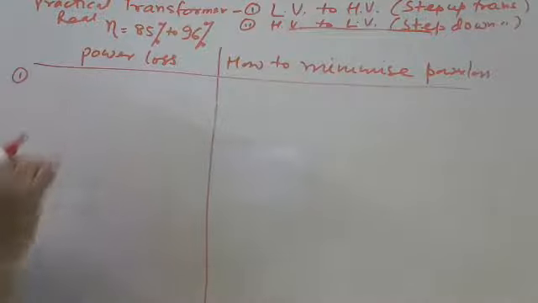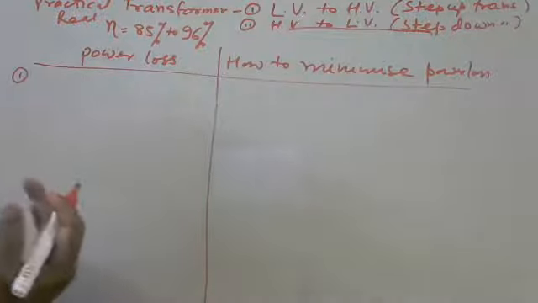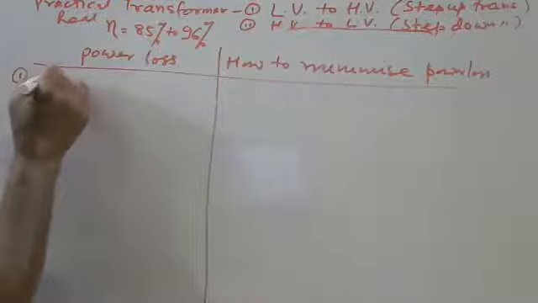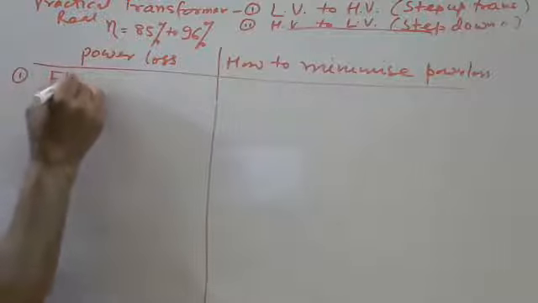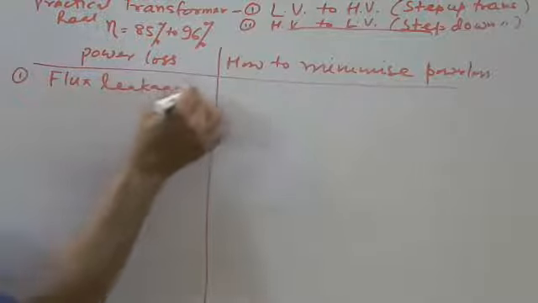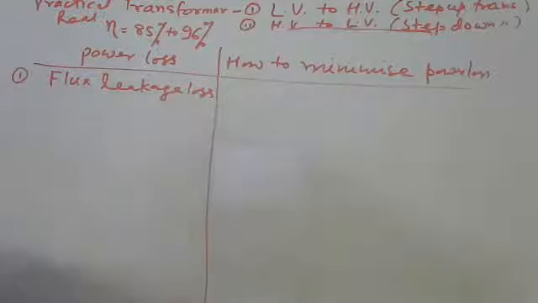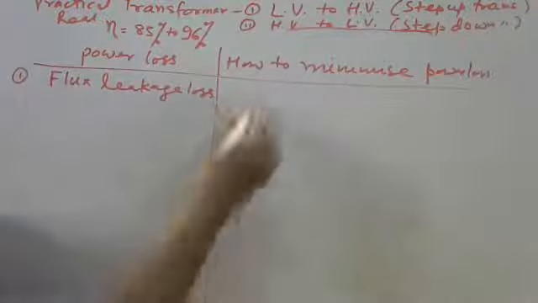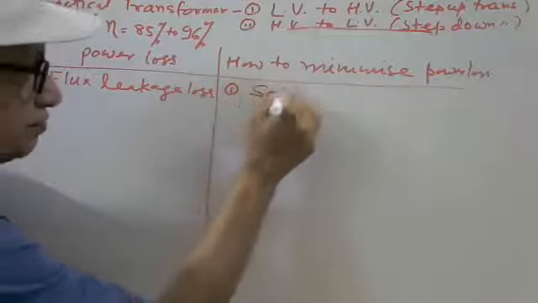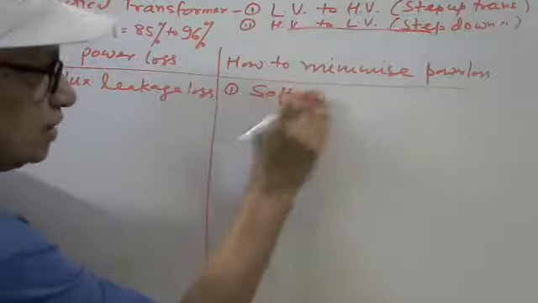Practically, all the lines of force cannot link with the secondary from the primary. So it is called the flux leakage loss. We cannot reduce it to zero, but definitely we can reduce it by using the soft iron core.